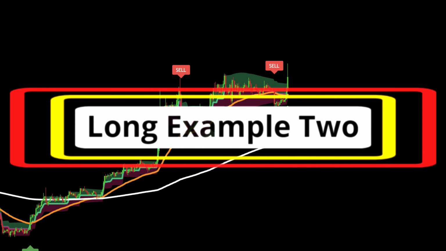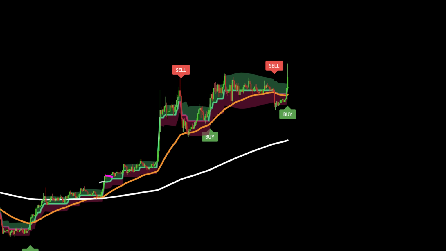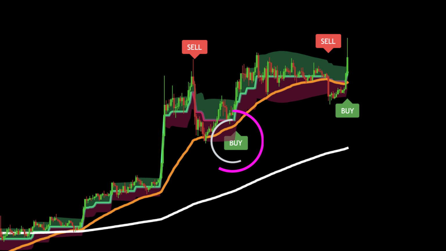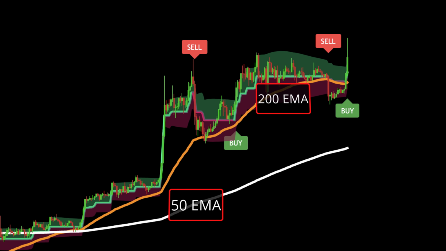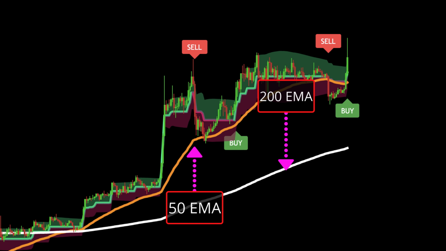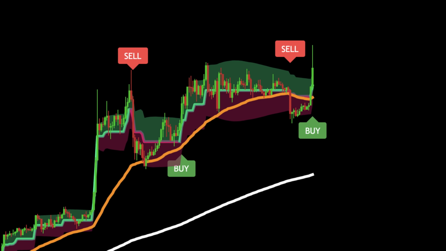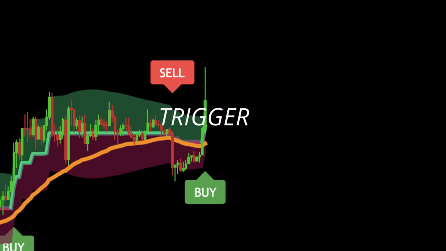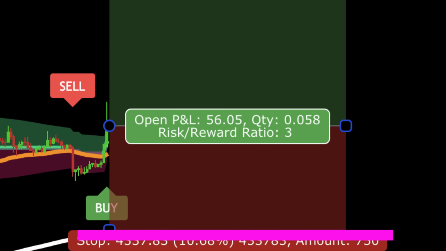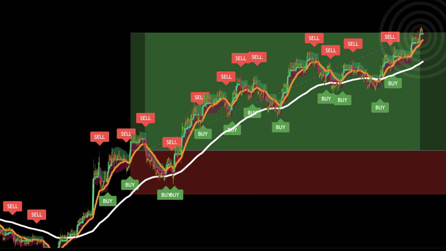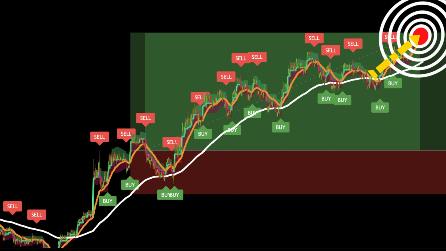I have one more long example. Here we can see that the 50 EMA crossed above the 200 EMA. So if we missed this signal, the next signal is still valid as long as the 50 EMA is still over the 200 EMA. The entry criteria is met on this trigger candle. The stop is placed at the 200 EMA in white and the target is 1 to 3. And after a while, this one finally hits the target.